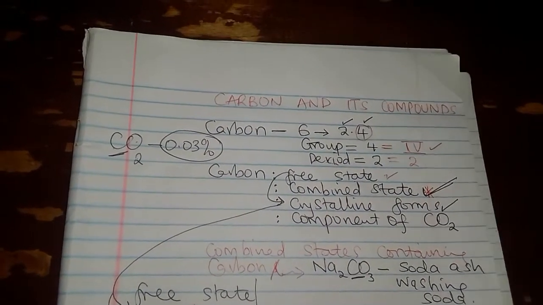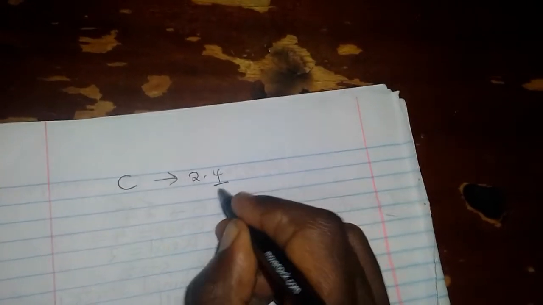Now let me give you something to note. If I look at carbon, its electron configuration is 2, 4. It becomes a point of discussion when I say that carbon has 4 valence electrons. Those are the electrons this element is going to use as far as structure and bonding are concerned. So carbon will use all its 4 valence electrons.